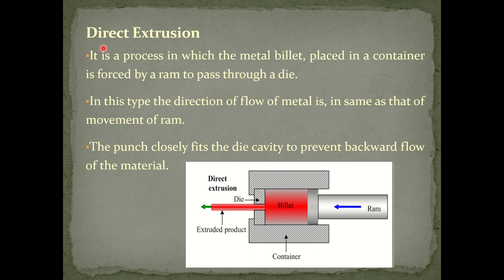So the first is direct extrusion. Direct extrusion में क्या होता है, जिस direction में हम ram को move करते हैं, मतलब जिस direction में हम force apply करते हैं उसी direction में हमारा output material और extruded product flow होता है। Means जब दोनों direction same है उसे कहते हैं हम direct extrusion. It is a process in which a metal billet placed in a container is forced by a ram to pass through a die. In this type, the direction of flow of metal is the same as that of the movement of ram. The punch closely fits the die cavity to prevent the backward flow of the material. So this is how direct extrusion works.